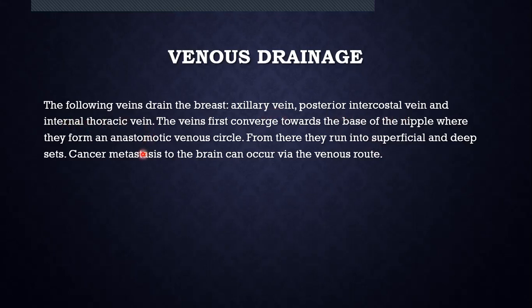Now, why should you know the venous drainage? Because breast cancer can spread to the brain. So cancer metastases to the brain can occur via the venous route. How? Via the posterior intercostal vein. The posterior intercostal vein usually communicates with the external vertebral venous plexus, and the external vertebral venous plexus will communicate with your internal vertebral venous plexus. Remember, these venous plexuses are valveless, so blood flow in them is bidirectional.